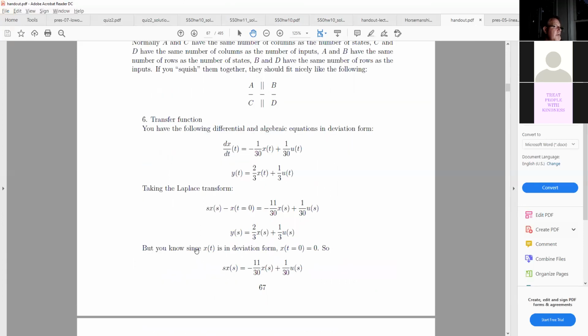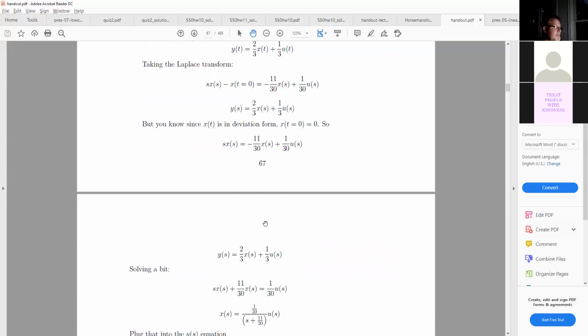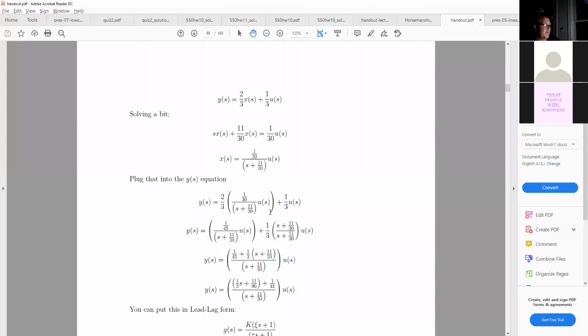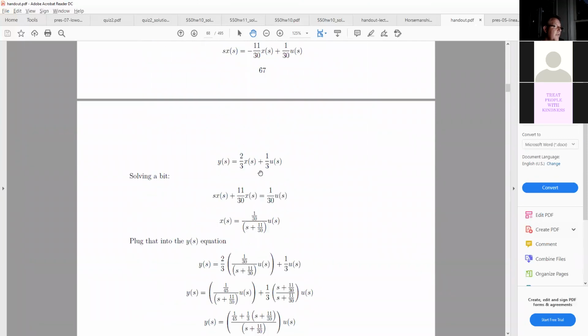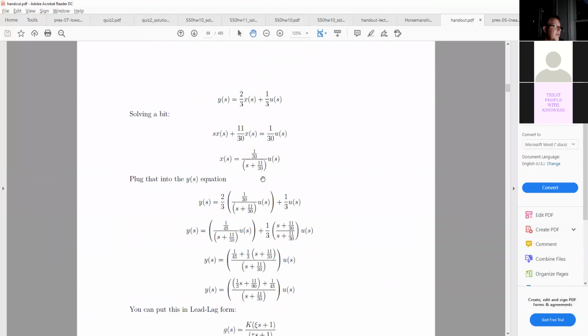Gotcha. We're not doing Laplace transforms. From here on, it takes linear equations and goes to Laplace and does some stuff with it. But that's what we're going to get into before next Friday. So you take your linear equations, Laplace transform, do some algebra. Now you've got a transfer function that relates U to Y.